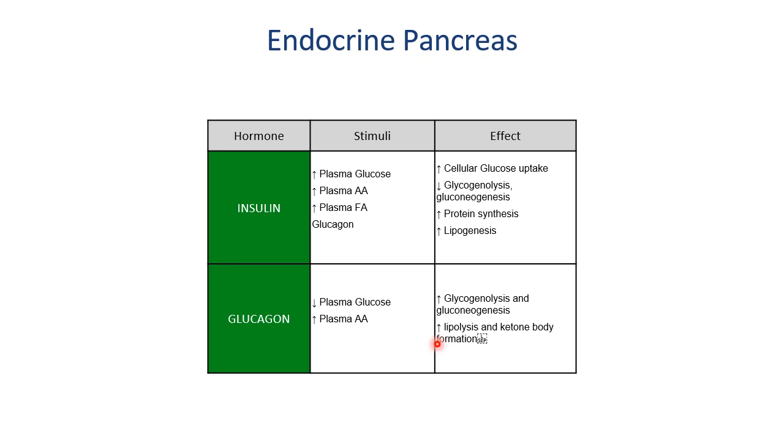So you will appreciate that the effects of insulin and glucagon are opposite to each other. If insulin decreases the breakdown of glycogen, glucagon increases the breakdown of glycogen. If insulin decreases the formation of new glucose units, glucagon increases the formation of new glucose units. If insulin stimulates fat synthesis, glucagon stimulates fat breakdown.